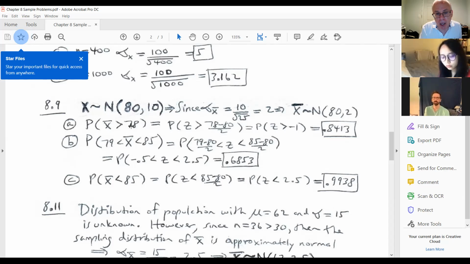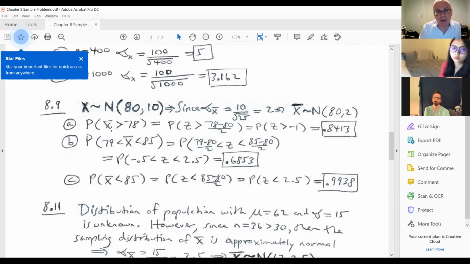If I said, what's the probability that X is greater than 78, not X bar, then what I'm saying is, I'm selecting one student from the population. What's the probability that that student scored at least a 78? That's a different question, isn't it? That question is asking about one student. Then I'm using the population because I'm selecting that person from the population.